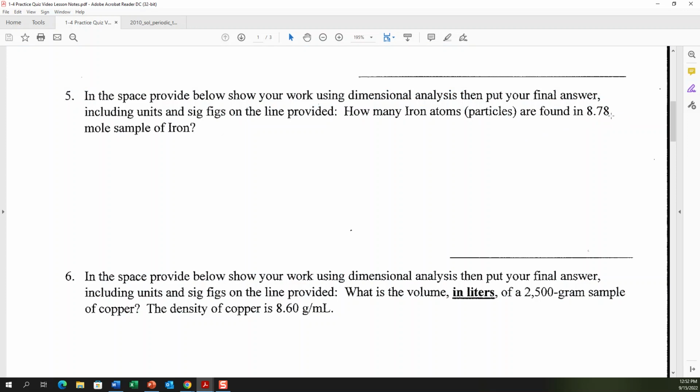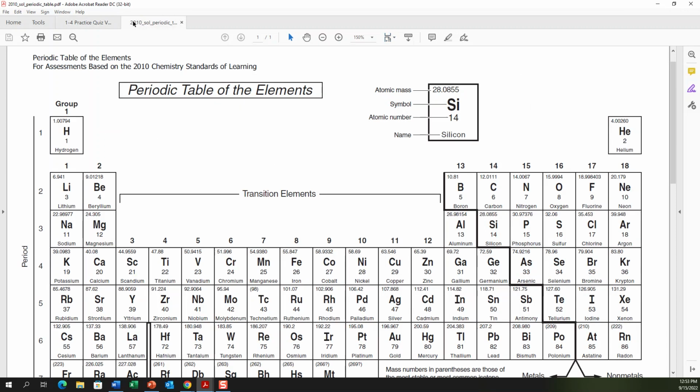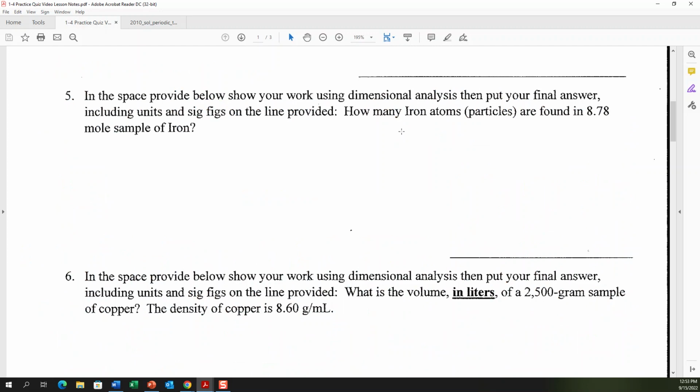So we have 8.78 moles of iron, which is Fe on your periodic table. And we want to go from moles to atoms, particles. Now, don't get confused. You don't need molar mass here. So I don't need to go to iron and get this number. That number, the molar mass of iron, 55.85, is only there if I have moles and I want grams, or I have grams and I want moles. That's not the case. Here, I have moles and I want particles.